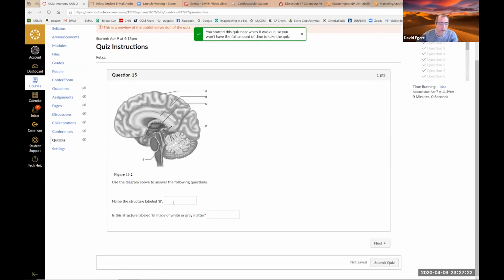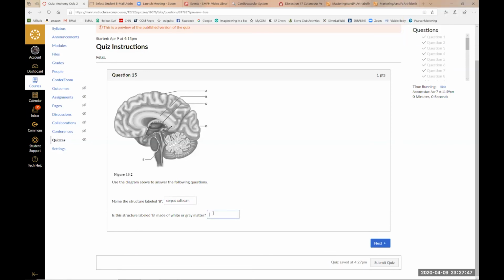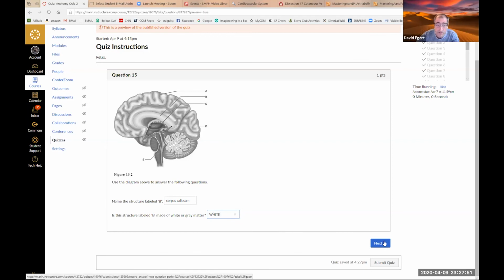This one, what is the structure labeled B? Cingulate gyrus. No, that was actually the corpus callosum. Yeah, the cingulate gyrus would be right above it. You're totally in the right spot, but the thing that's right above the septum pellucidum here is the corpus callosum. And is it white or gray matter? White matter. It's white because it's a bunch of axons. It's a major tract, a commissure.